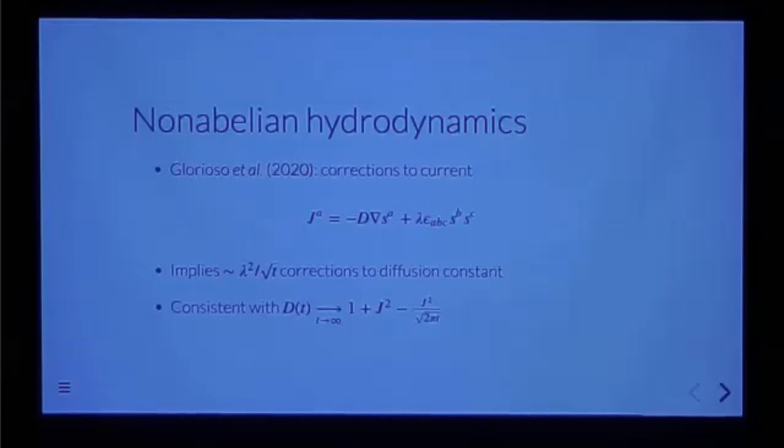And this is really the same structure. Actually, it's not right. There's a gradient missing from the second term. If it was there, that's exactly the same structure as the vertex that we find microscopically, which is reassuring. And this result implies lambda squared over root T corrections to the diffusion constant, which is exactly what we see in our theory and in our numerics. So I think it's consistent with that hydrodynamic picture as well.